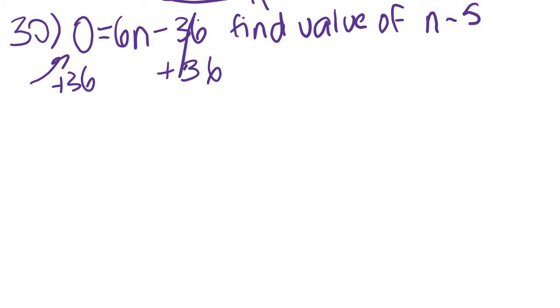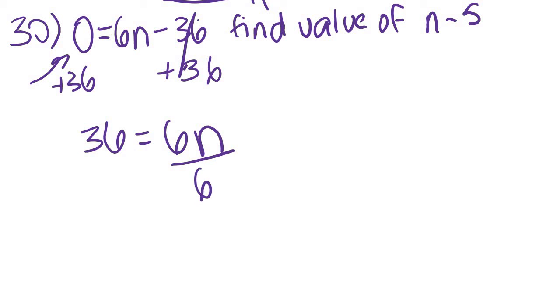Those are going to cancel. 36 equals 6n. That 6 is stuck to that n using super special multiplication glue. The only way to undo that is by division. So we have a 6 on the top and a 6 on the bottom. Those go away. Then we have 36 divided by 6, which is just 6. So once again, n is equal to 6.